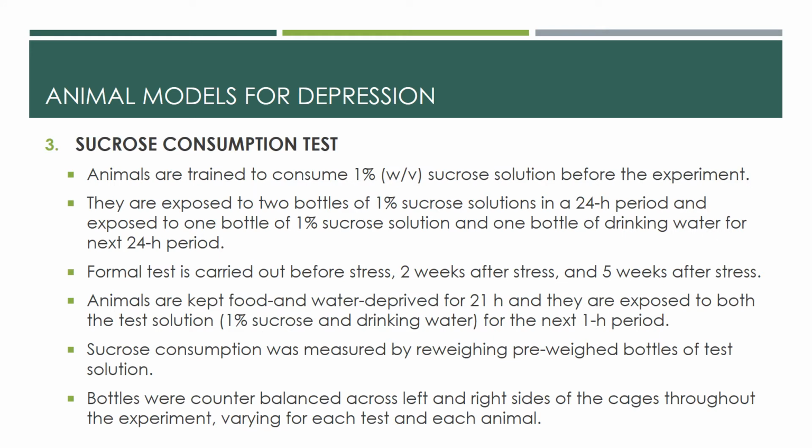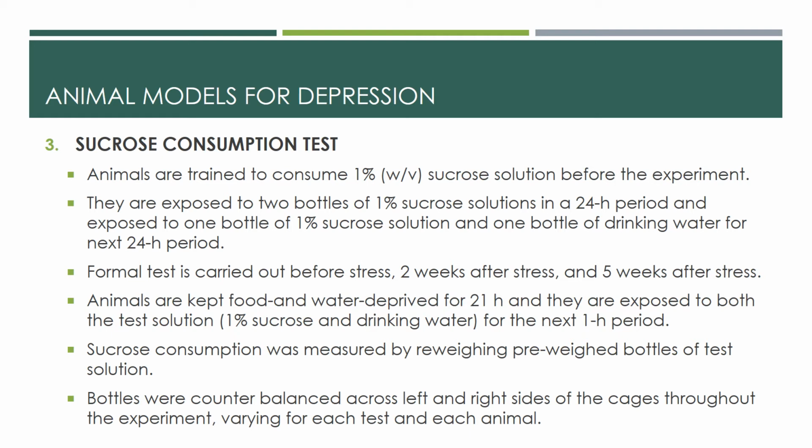The animal models for depression also include the sucrose consumption test. Animals are trained to consume 1% sucrose solution before the experiment. They are exposed to two bottles of 1% sucrose solution in a 24-hour period and exposed to one bottle of 1% sucrose solution and one bottle of drinking water for the next 24-hour period. The formal test is carried out before stress, 2 weeks after stress, and 5 weeks after stress.